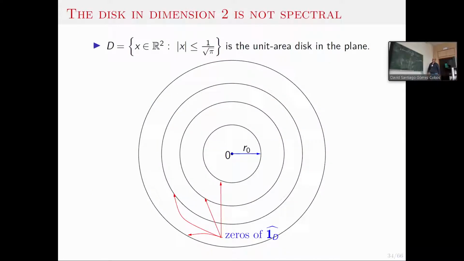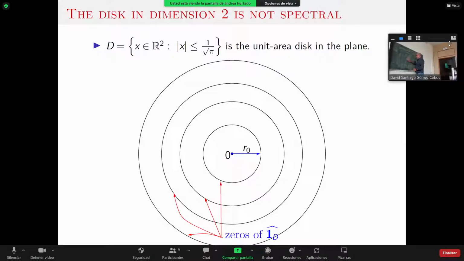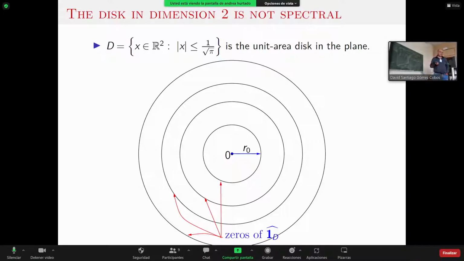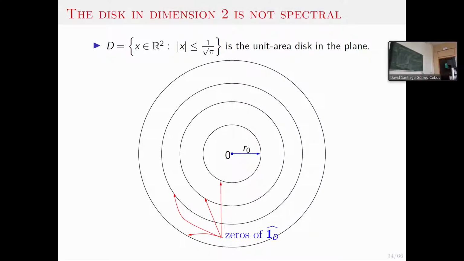So let me now come to the disk. And let's see why the disk does not have a spectrum. And this is interesting because Fuglede himself said in the original paper that the disk and the triangle are not spectral, but he didn't prove either. And the triangle, I don't think there was any proof before what I showed you. There are other proofs, but not earlier. And the disk, it took a while to prove not that it's not spectral, but even stronger results.